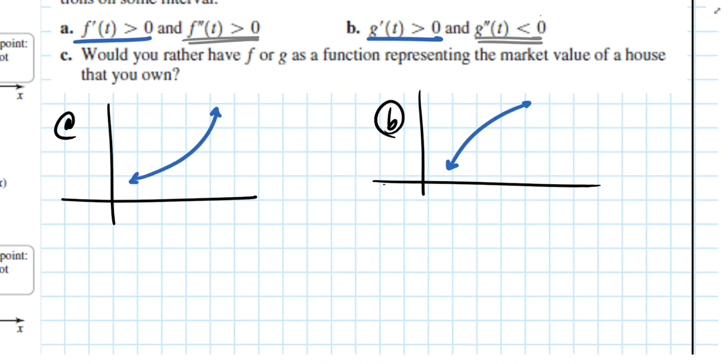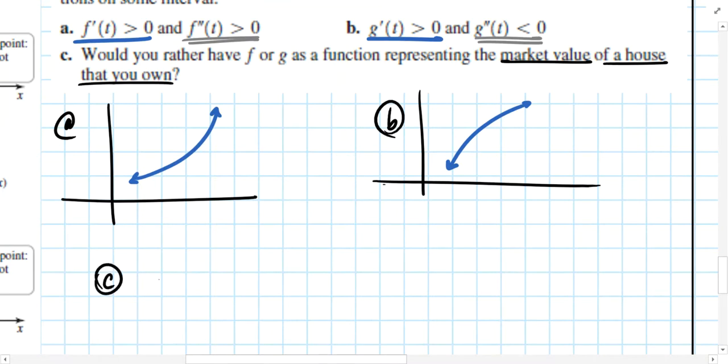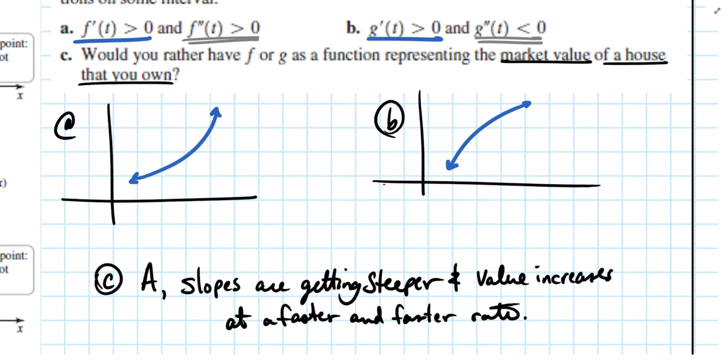So if we were to answer part C, which of these would we rather have, f or g, as a function that represents the market value of a house that you own? Well, I don't know about you, but I would choose option A. And I like option A because the slopes are getting steeper. So the slope at this point compared to the slope here and so on, the slopes are getting steeper, which means that the value of the home is increasing at a faster and faster rate.